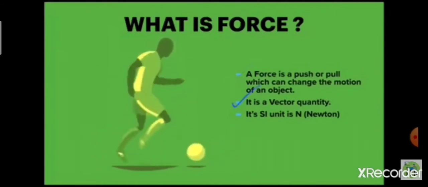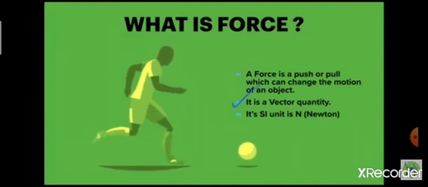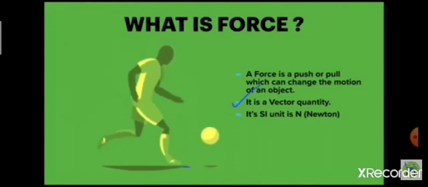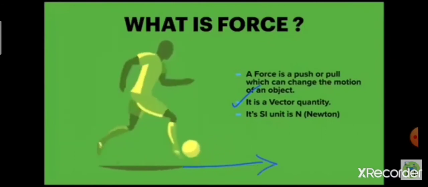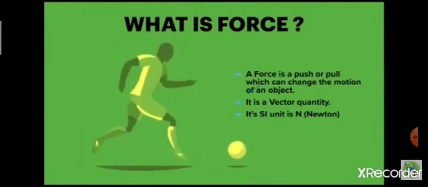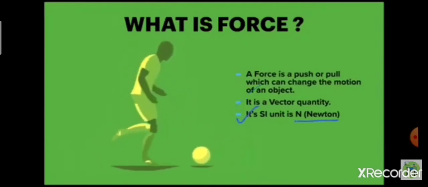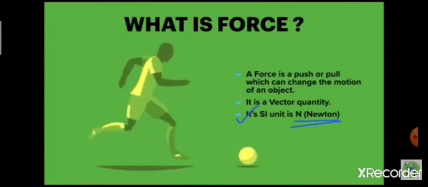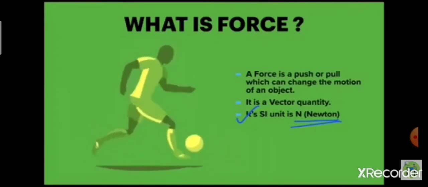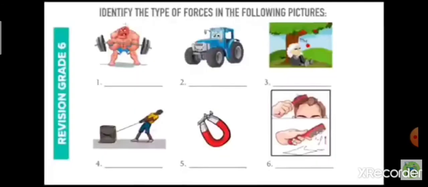Now we have the second point. It is a vector quantity. Vector quantity means it has a direction. So force is a vector quantity. Here you can see in the picture also, this man is kicking the ball in a particular direction. From left to right, the ball is moving from the left side to the right side. The last point is its SI unit is Newton, and Newton is represented by the letter N. So if we have to write the unit of force, we have to use the symbol N. N means Newton.